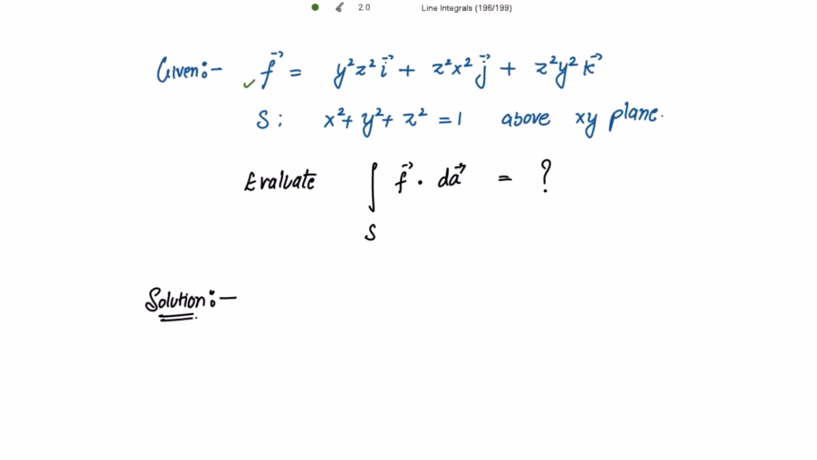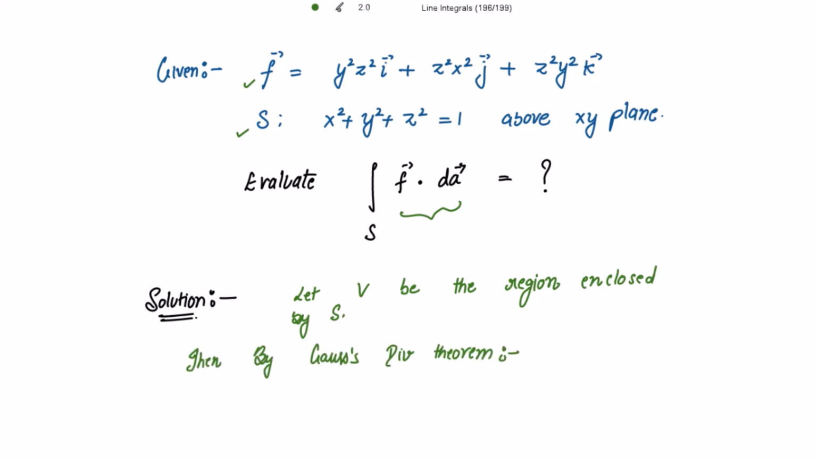Okay, so this f vector is given to us and the surface is the part of the unit sphere which is above the xy plane, and we need to evaluate the surface integral. So again we are going to take the help of Gauss's divergence theorem over here. So let's consider V to be the region enclosed by surface S. Then by Gauss's divergence theorem, let me write the result first.